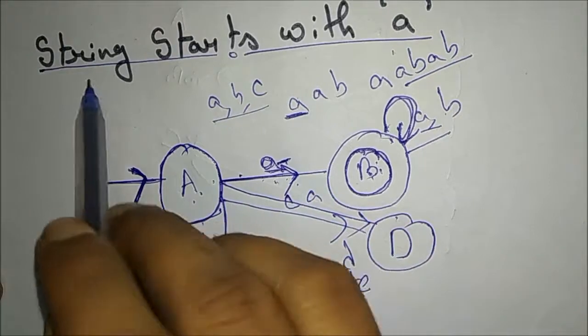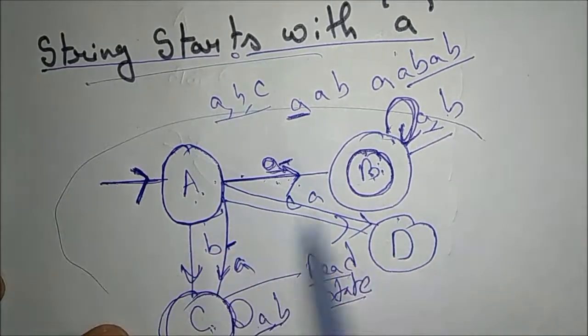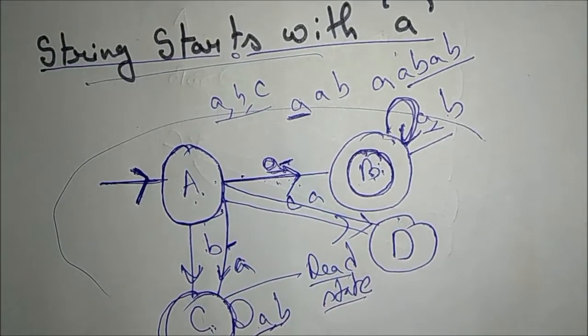So this is the example of strings starting with A, which I have shown here. So this is about deterministic finite automata.